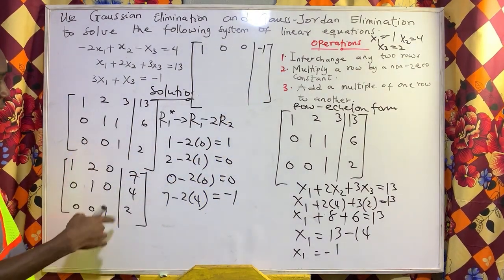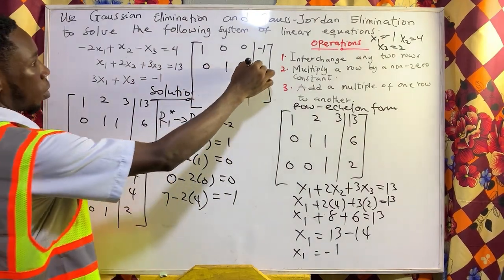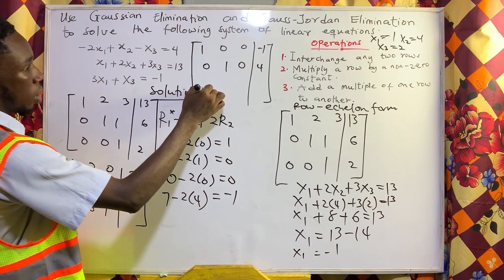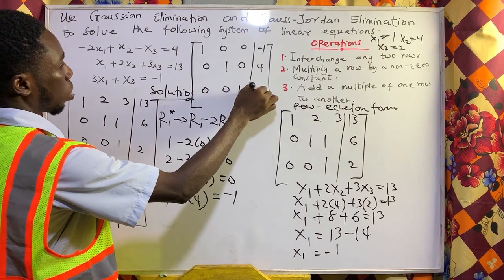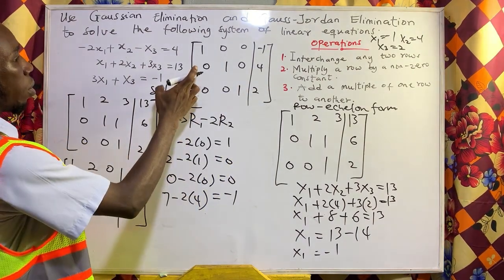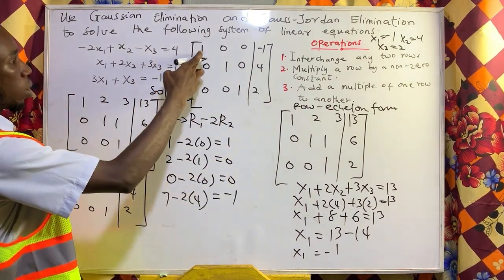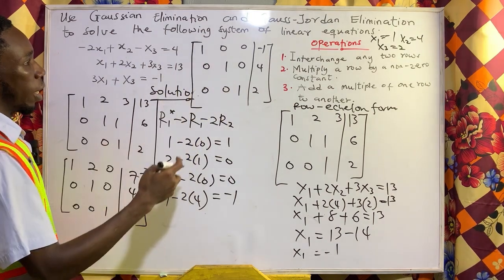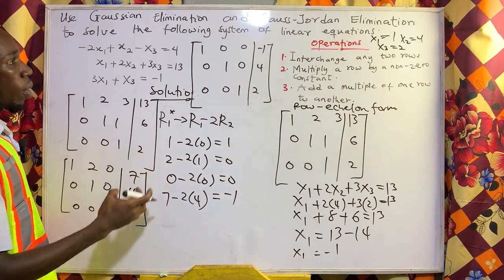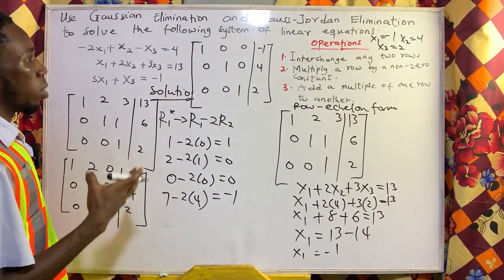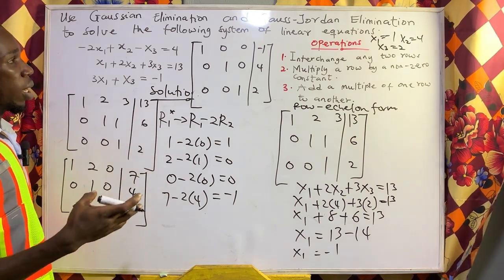Now let's rewrite the remaining entries. So we're going to have 0, 1, 0, 4, and then we have 0, 0, 1, 2. Okay, so this becomes the reduced row echelon matrix. You see that with this, all the pivot values are 1, and all the other entries are 0, except the right hand side. So this becomes the reduced row echelon form. This is how to do the Gauss-Jordan elimination approach.